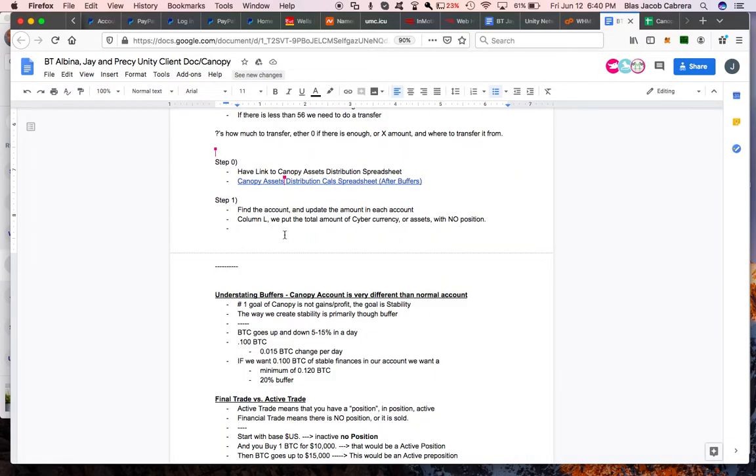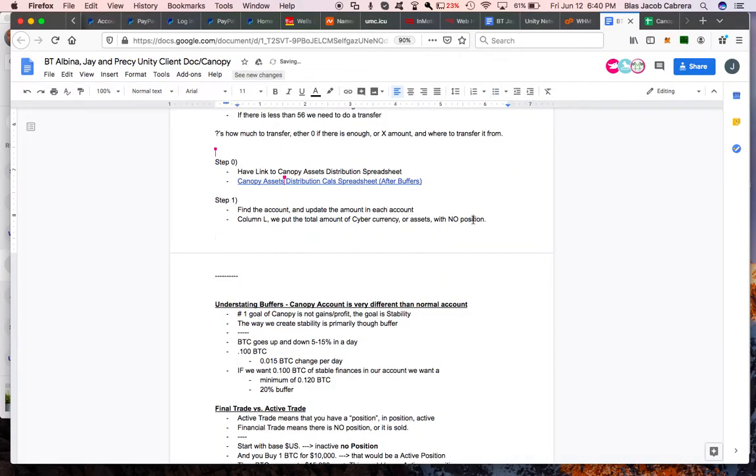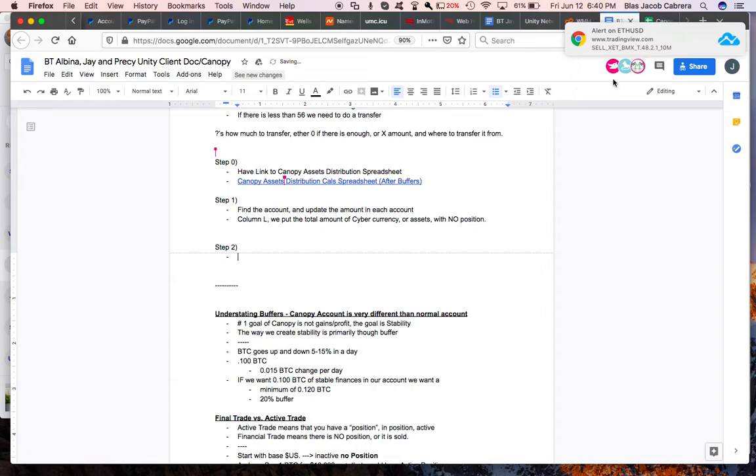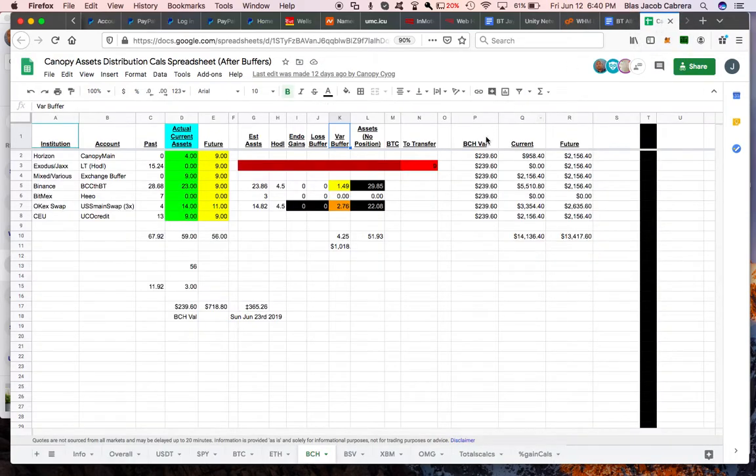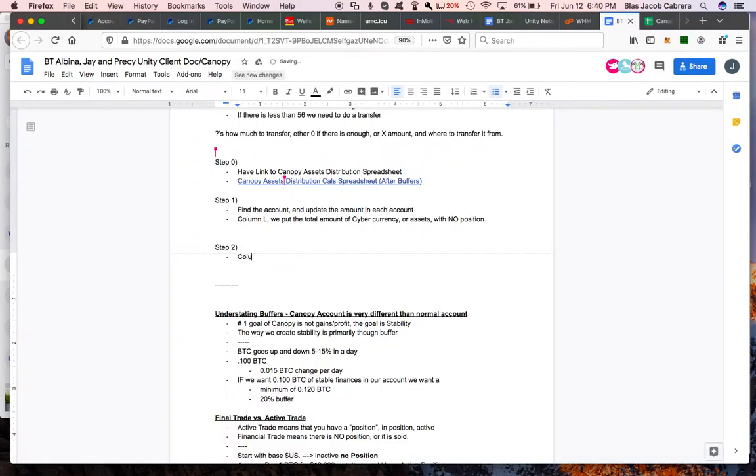So once you update the actual amount of no position, you're practically done already for that account. Okay, does that make sense? Yeah. So everything else is pretty simple. So column K is the buffer, right? We already discussed the buffer, so you guys should understand that. So column K is the buffer.